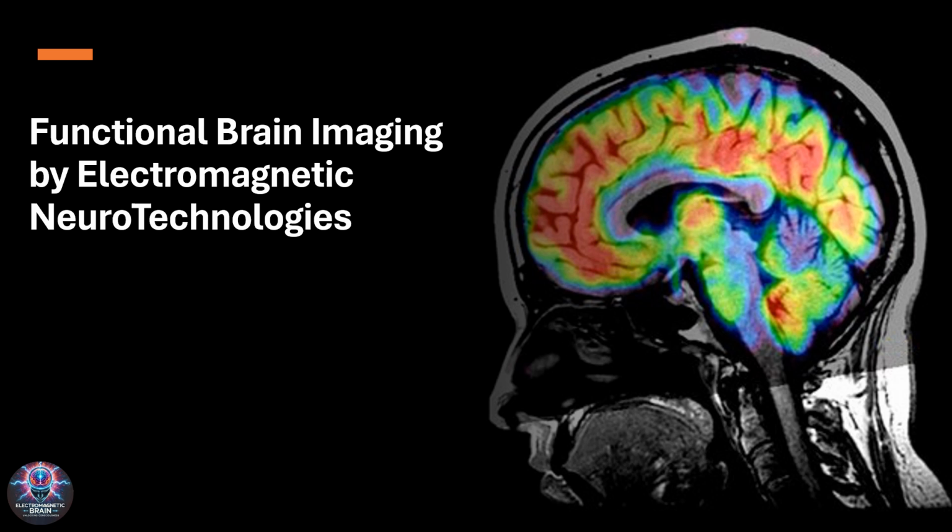Welcome to this comprehensive exploration of functional brain imaging using electromagnetic neurotechnologies. In this video, we will cover a variety of techniques employed in understanding the human brain's activity, ranging from electroencephalography, EEG, to more advanced methods like positron emission tomography, PET, and single-photon emission computed tomography, SPECT. Each technique provides unique insights into brain function, offering unparalleled opportunities for both clinical and research applications. Stay with us as we break down the different modalities, their data acquisition, and processing methodologies.